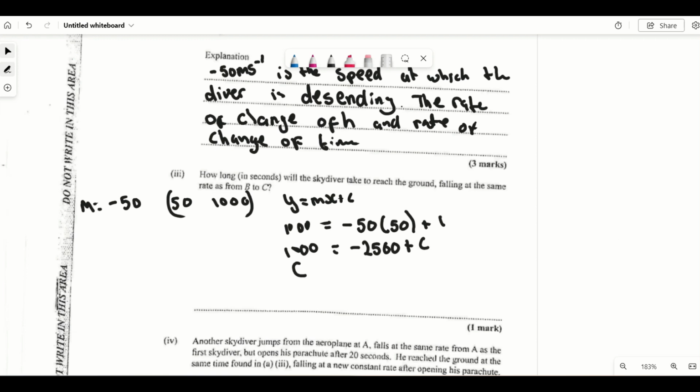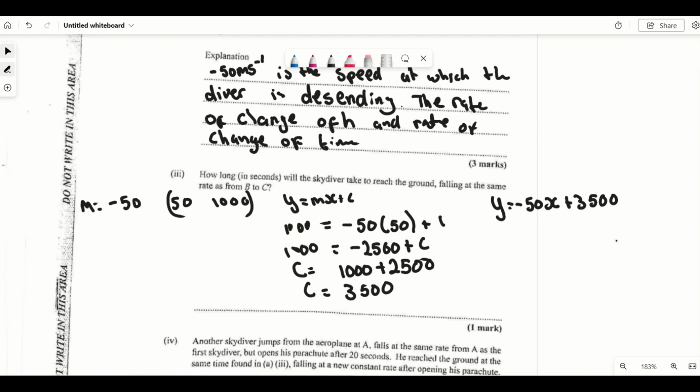So c is equal to, you carry across minus 2,500, that is going to turn to plus. So it's 1,000 plus 2,500. So we know that c is equal to 3,500. Right? So now you know that the equation of your line is y equals negative 50x plus 3,500.